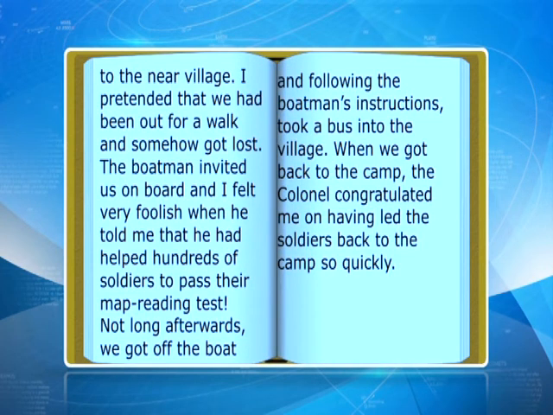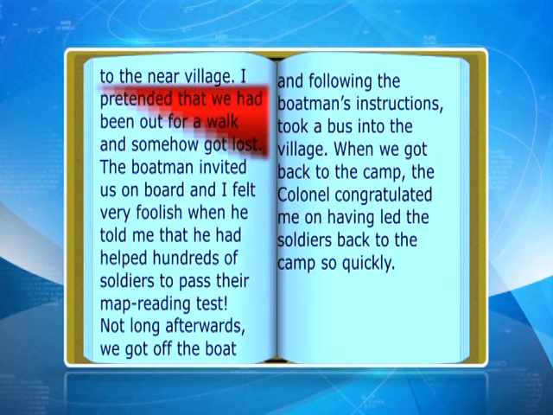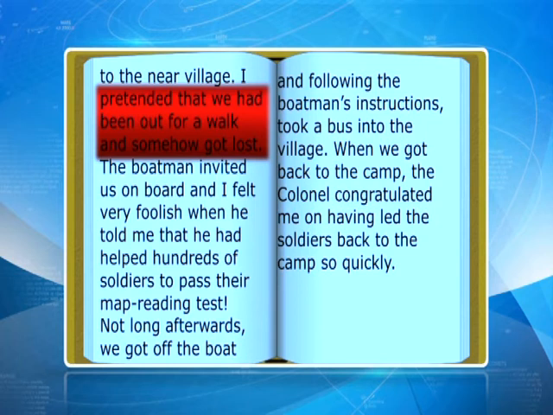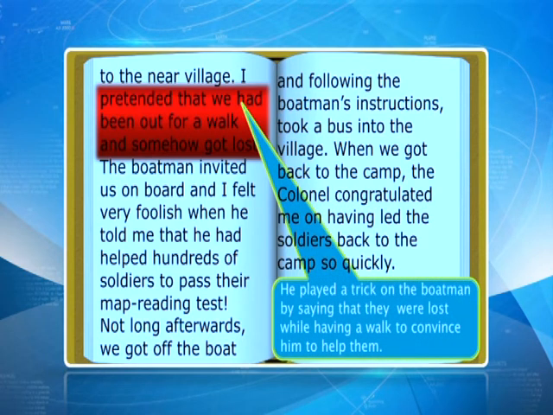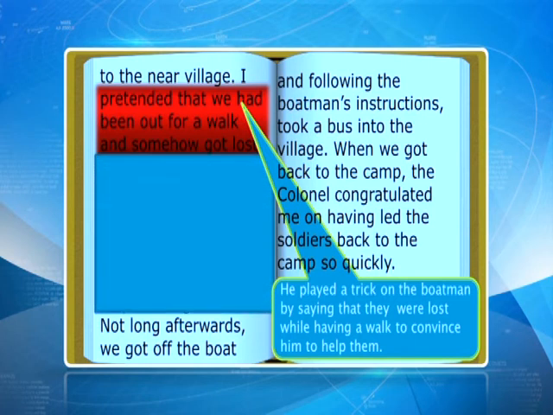We carry on. "I pretended that we had been out for a walk and somehow got lost. The boatman invited us on board and I felt very foolish when he told me that he had helped hundreds of soldiers to pass their map reading test." Do you have any piece of information that has a close relation to our question? Yes. This is the piece of information: "I pretended that we had been out for a walk and somehow got lost." So he gave the reason to the boatman. Here we can talk about how he played a trick on the boatman by saying that they were lost while having a walk, to convince him to help them. Then we cross out all this part and we move on.